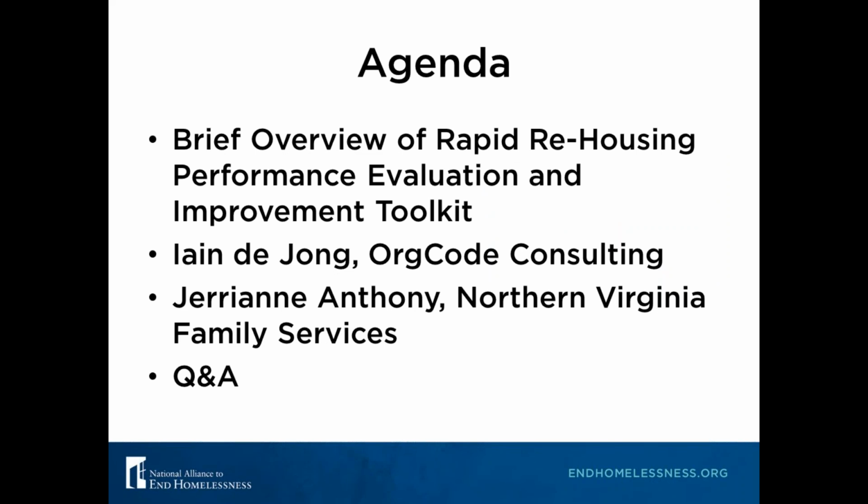To begin our webinar, I'll give you a quick synopsis of the content included in our Rapid ReHousing Performance Evaluation and Improvement Toolkit, which was made available to download on our website last week. Next, Iain de Jong will discuss the three most important outcome metrics for a Rapid ReHousing program to evaluate and how to use these metrics to improve program performance. Then Jerrianne Anthony will discuss how her program, Northern Virginia Family Services, has used performance evaluation to strengthen their Rapid ReHousing program. Finally, we'll allow time at the end for questions and answers.